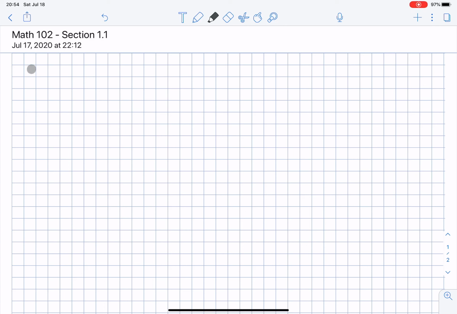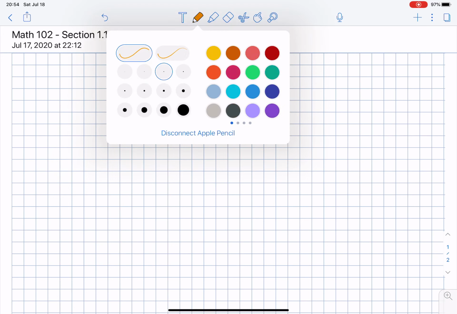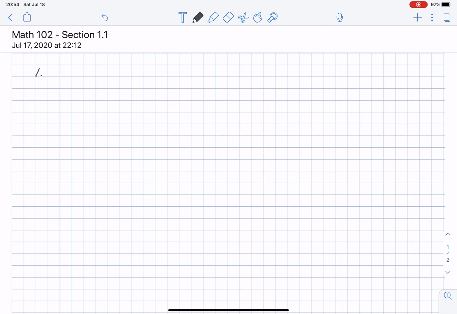Okay, so welcome to Section 1.1, which is angle measure and special triangles.